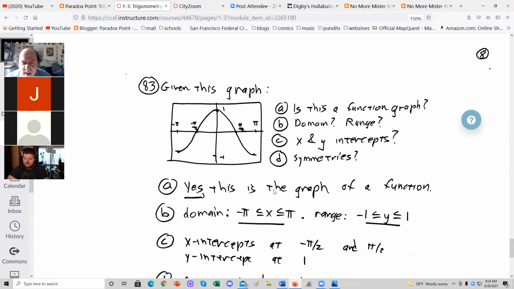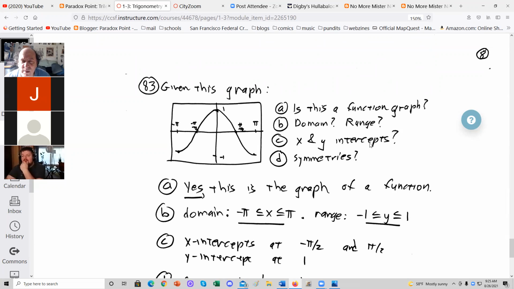Now, here we have a graph. Spoiler alert, it looks sort of like the graph of the cosine between minus pi and pi. All right, is it a function graph? Yes, every vertical line meets it at most once. What's its domain? Well, the x values are from minus pi to pi, and the y values from minus 1 to plus 1. So domain minus pi to pi, range minus 1 to 1.